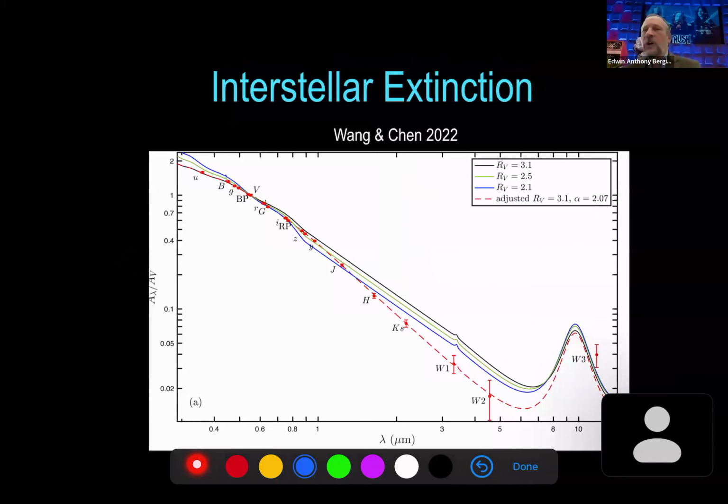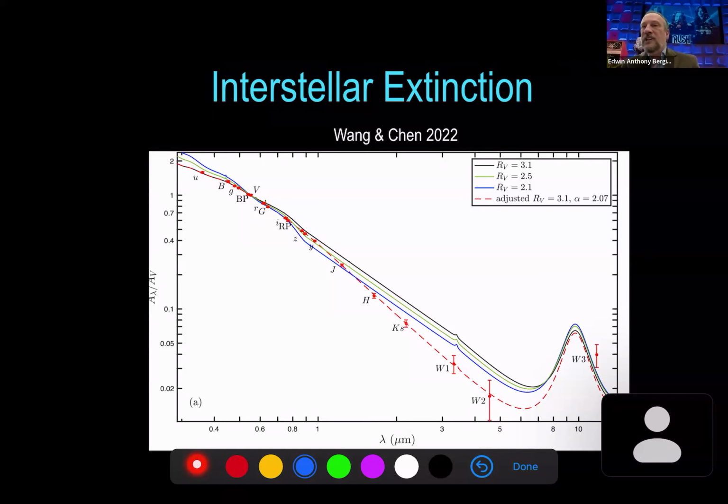This is another way, and I think a more intuitive way for me to understand what the dust is doing to light. And again, why do I care about this? Because for an object at a certain point in the galaxy, I need to understand its local environment if I want to study its chemistry.